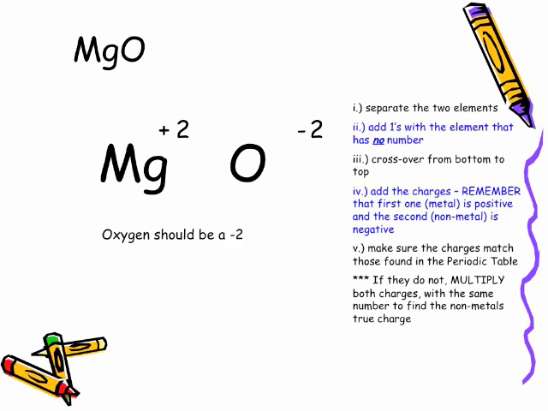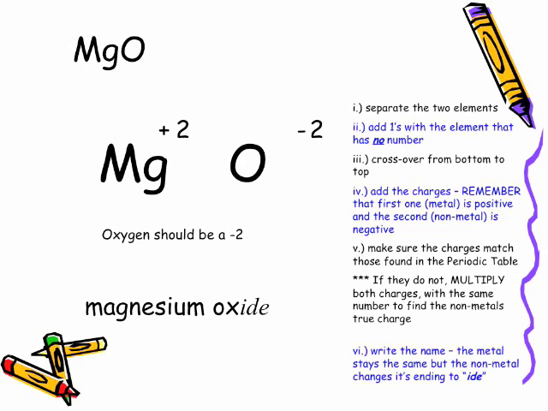Yes, they do. And thus, last step, write the name. The metal stays the same, but the non-metal changes its ending to IDE. So we have magnesium, we have oxygen, but put them together, it becomes magnesium oxide.